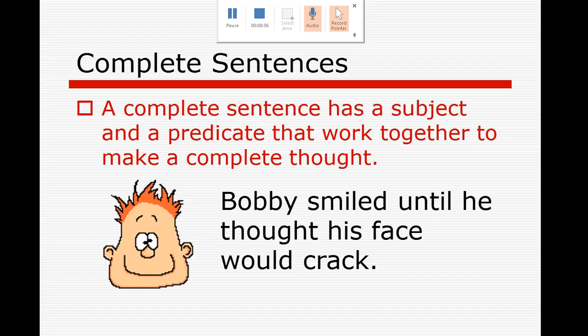For example, Bobby smiled until he thought his face would crack. So Bobby, subject, verb, smiled, all the rest of it would be the predicate.